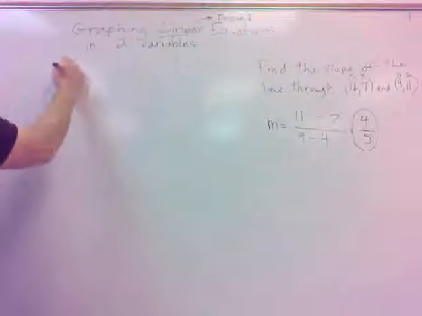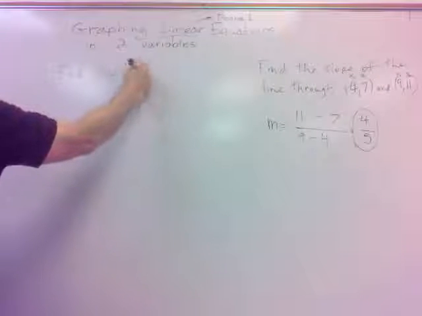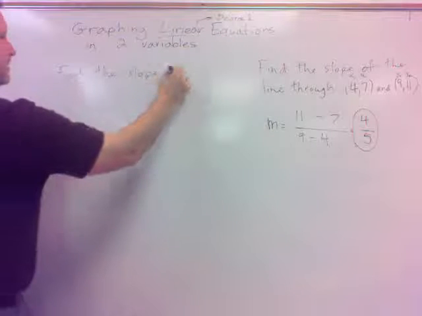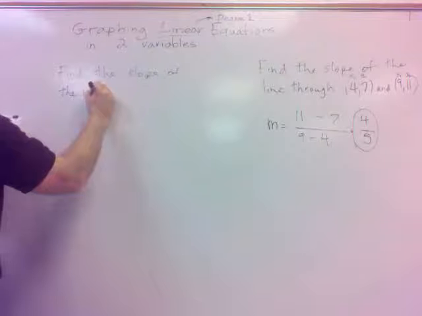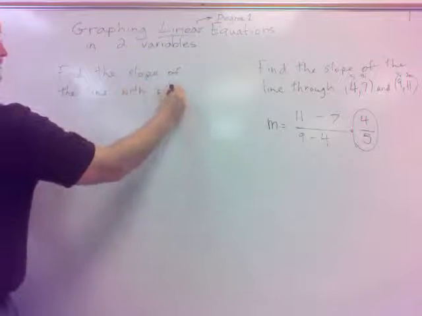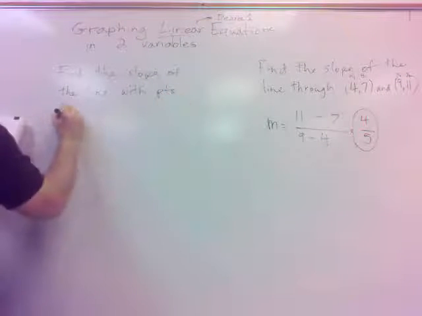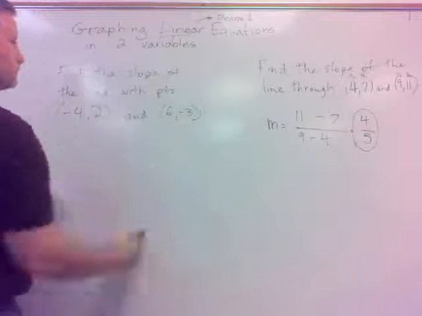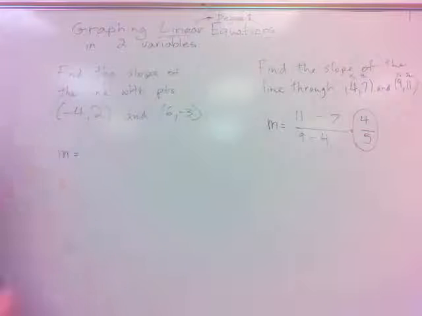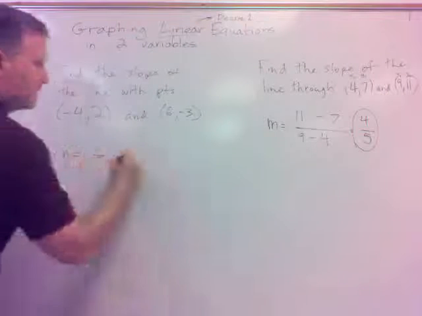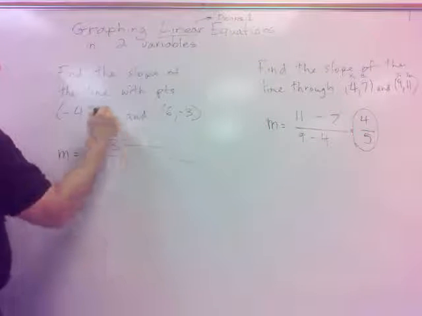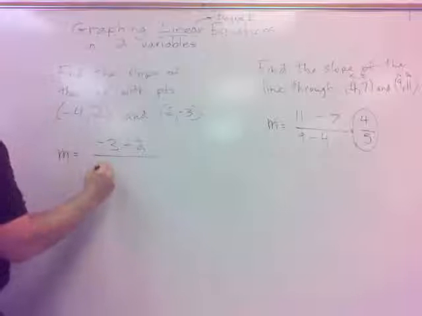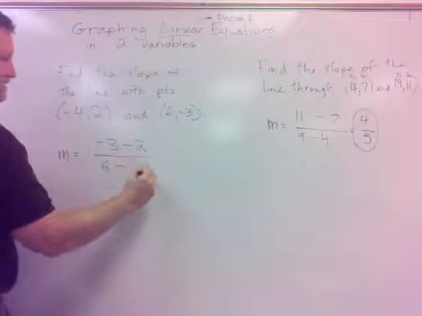Of course, what you have to be careful with are negatives. So let's try this one. Find the slope of the line, and the points are (-4, 2) and (6, -3). What's your slope there? Well, you take your second y, -3, minus the first y, 2, and then on the bottom, you take the second x, 6, minus the first x, which is -4.